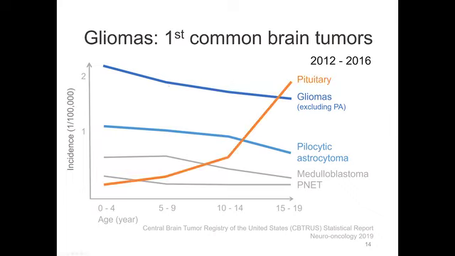Interestingly, there's another curve called pituitary tumor. The incidence in young children is very low, but if you look at adolescents, the pituitary tumor incidence is higher than gliomas.